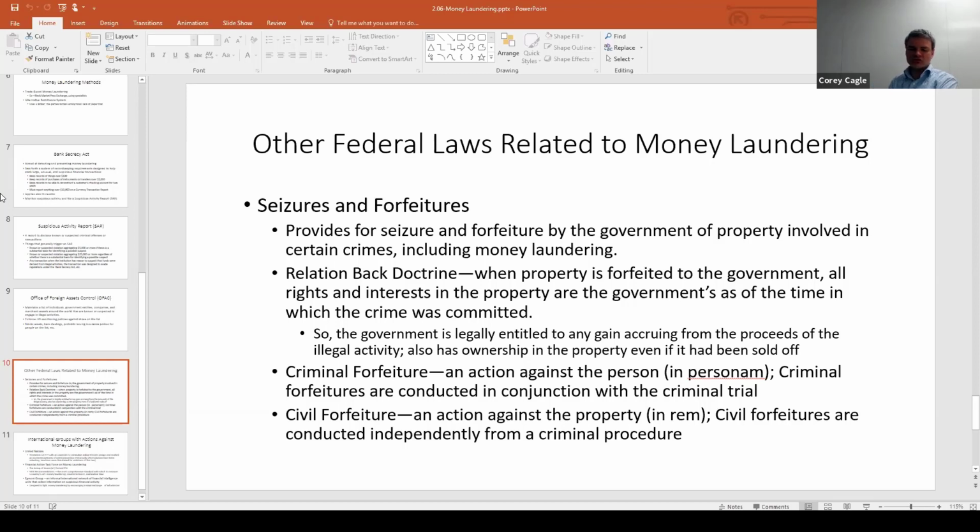There's criminal forfeiture and civil. So criminal would be an action against a person, and it would be in conjunction with the criminal trial. Civil would be an action against the property, and be independent from the criminal procedure.